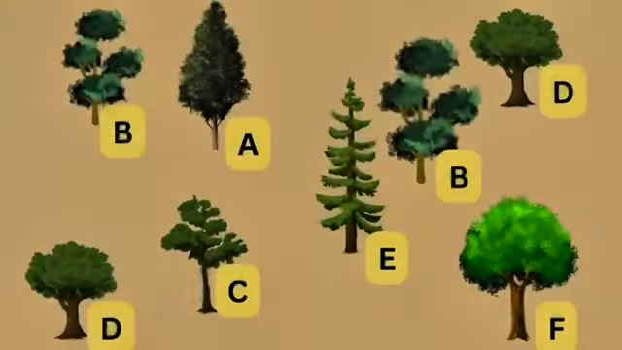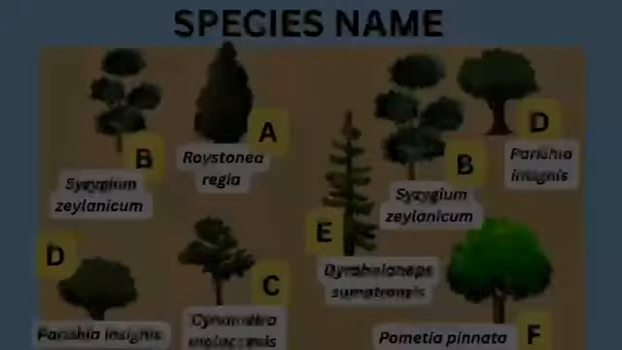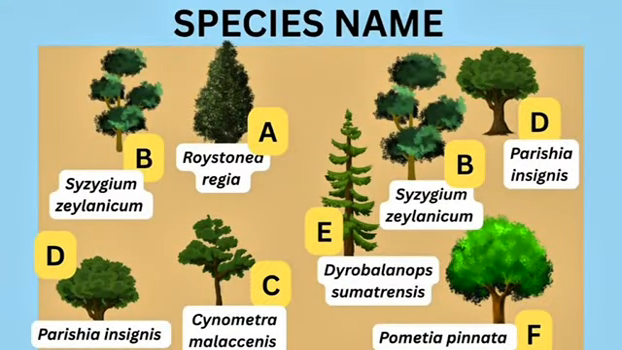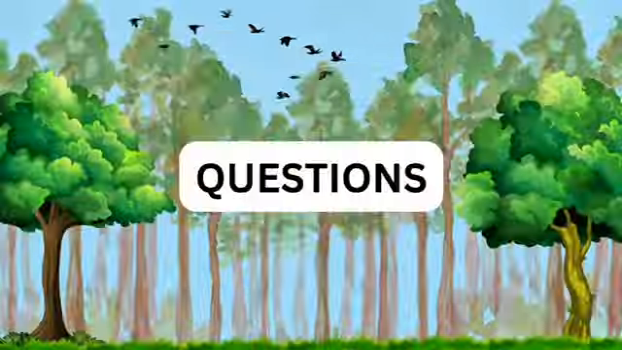Quadrat 2. Here is the placement of trees that we observed. The names of the species are Roystonea regia for A. For B, we have Syzygium zeylanicum. For C, we have Sindora malaccensis. D, Pricia insignis. E, we have Dyera balanocarpus sumatrensis. And F, Pongamia pinnata.